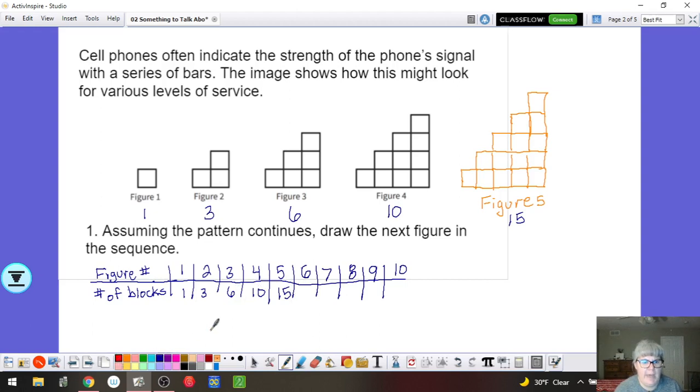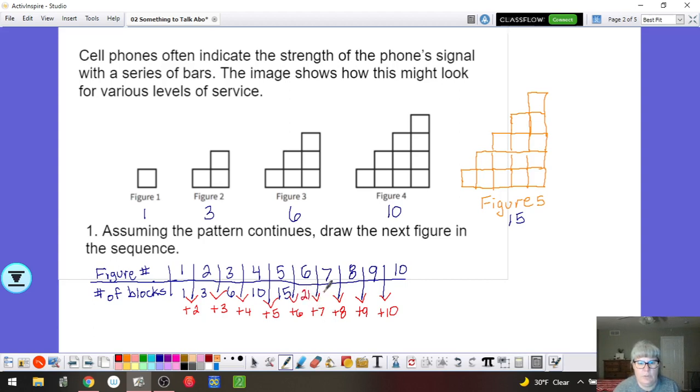Now if we look at this pattern, from figure 1 to figure 2, we have 2 more blocks. From 2 to 3, we have 3 more blocks. From 3 to 4, we have 4. From 4 to 5, we have 5. So you might say that the number of blocks added increases by 1 each time. So we'll add 6, and then we'll add 7, and then we'll add 8, 9, and 10. So 6 plus 15 is 21.